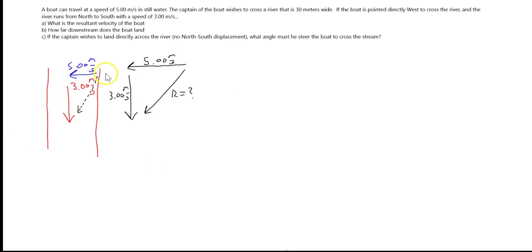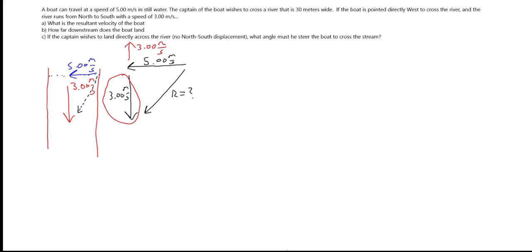Finally, the captain wants to point the boat in such a way that he goes directly across the stream. So what we have to contend with is this 3 meters per second that's pointed downstream. What we need to do is cancel that out by angling the boat in such a way that we go 3.00 meters per second upstream. What that will do is these 3.00 meters per second pointed in opposite directions will cancel each other out. And the result will be that we just go directly across.